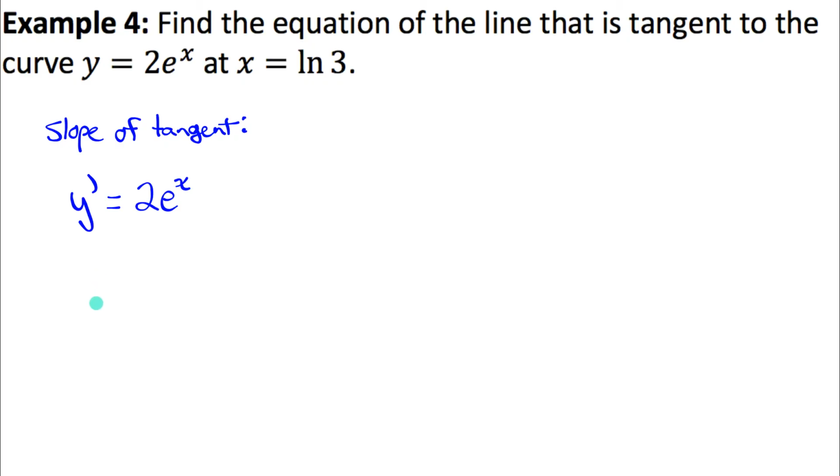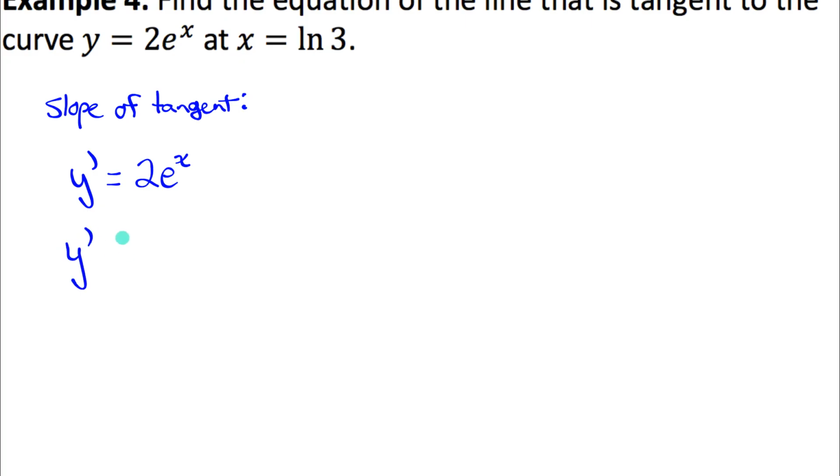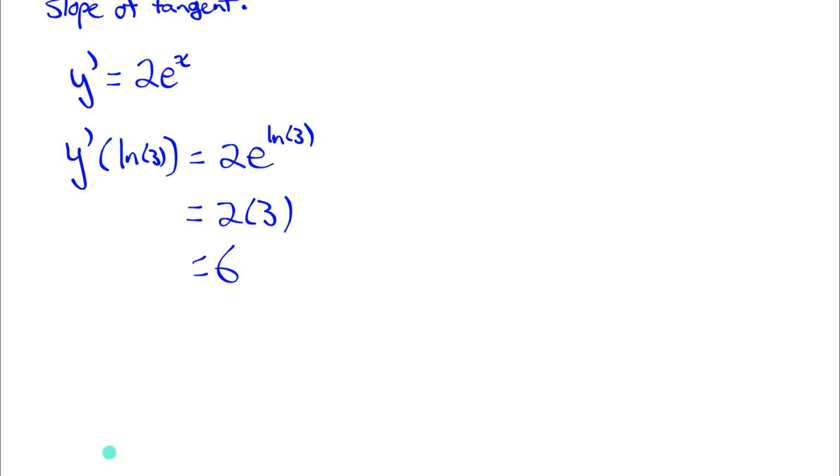And now I want to use this function to find the slope of my original function at an x value of ln 3. So into the derivative, let's plug in ln 3 for x. So I'd have 2 times e to the power of ln 3. And e to the power of ln 3, well, that's just 3. So I have 2 times 3, which is 6. So my slope, I'll call m, is 6. That's the slope of my tangent line.